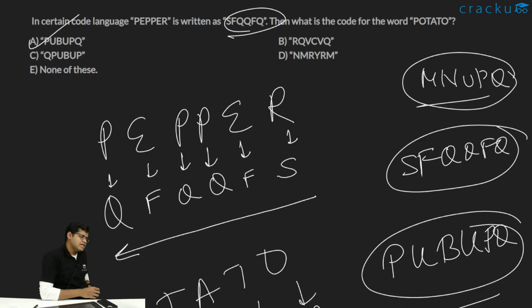Currently you should focus on full length mocks. If you are targeting CAT, currently you should focus on full length mocks, right? Because November is the month to give full length mocks. Chalo guys, let's move to the next question.